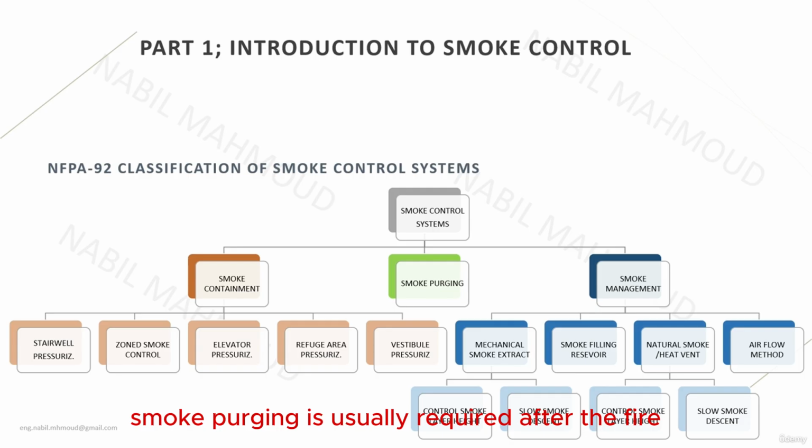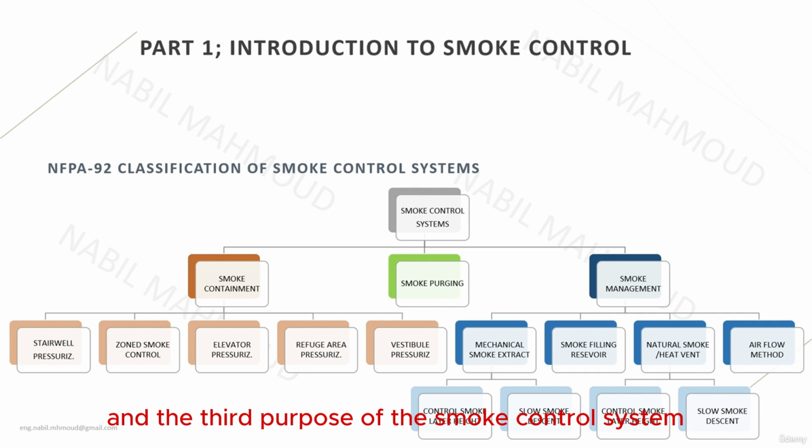Smoke purging is usually required after the fire has been extinguished in order to clear the space from any residues of the combustion or the smoke accumulated within the space during the fire. And the third purpose of the smoke control system is to achieve the smoke management, and this is shown on the screen in the blue color.